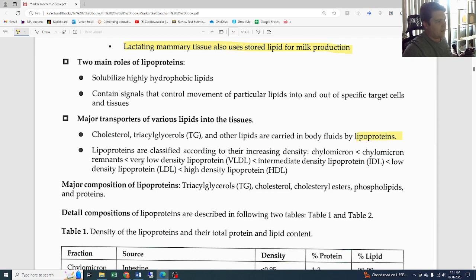And then you have very low density lipoprotein, which means this has a lot of fat in it, as well as protein. Then it goes to intermediate density lipoprotein, low density lipoprotein, and high density lipoprotein. From here on, we're looking more at the liver, and then our LDLs and our HDLs more in the blood.